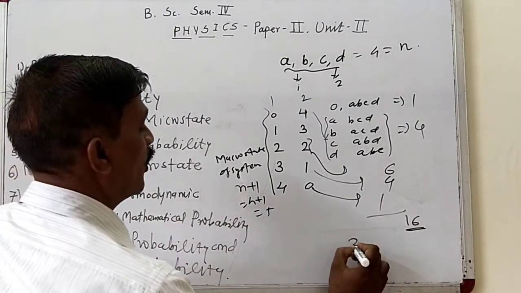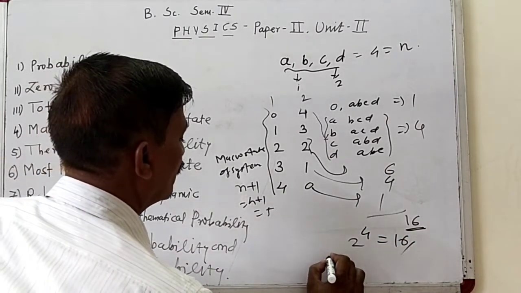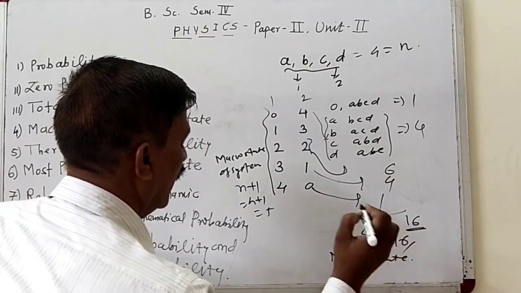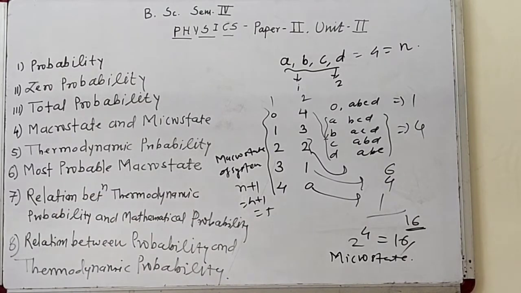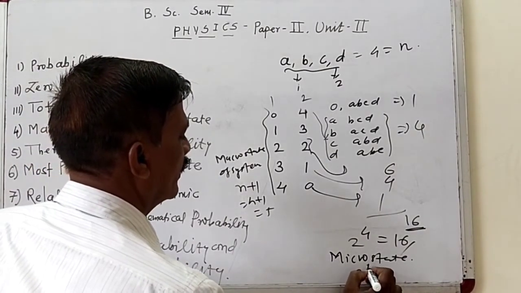That is 2 to the power 4, which is 16. That means 16 microstates for a system which consists of 4 distinguishable particles in 2 compartments. Right? What is the formula? This is 2 to the power n.